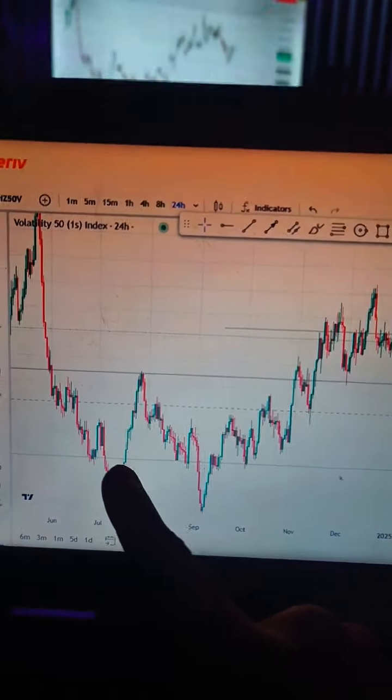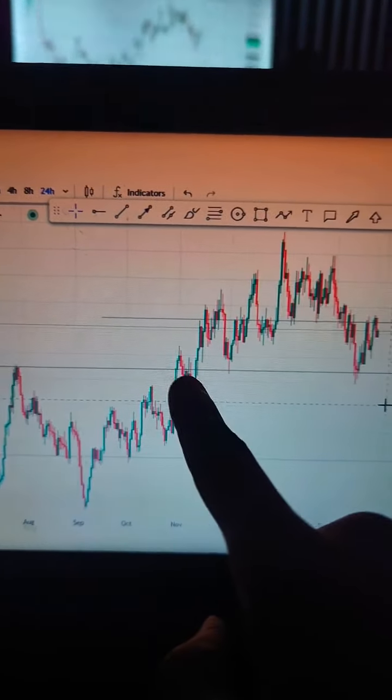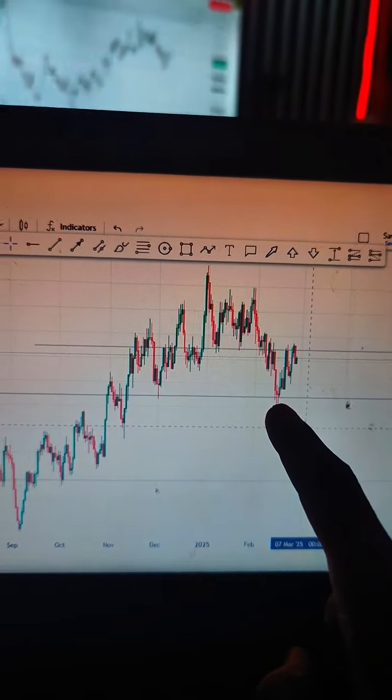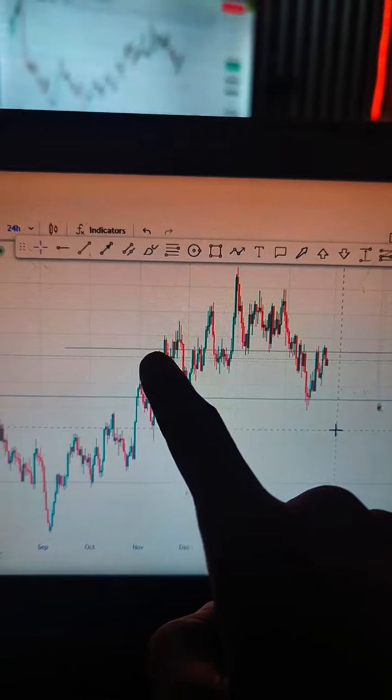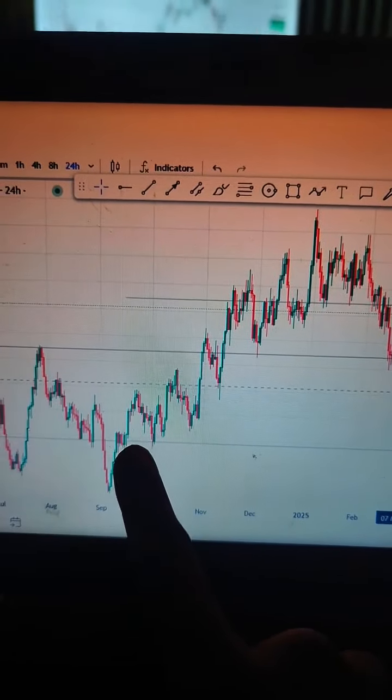Now, as you can see, I have done that. I have marked out this level. See, this is the 24-hour level. So there's a tendency the market will always respect or always react to that level. You can see right there, I've done the same thing here.